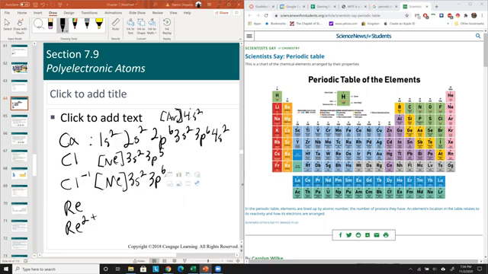Okay, so now let's do Re. So Re is, where is that? Over here in the middle. Go up and we have xenon. Oh, I was wrong. Before I said xenon was here, I meant krypton. Whoopsie. See, even I don't have the periodic table memorized. So xenon, right there. Now what comes after xenon?